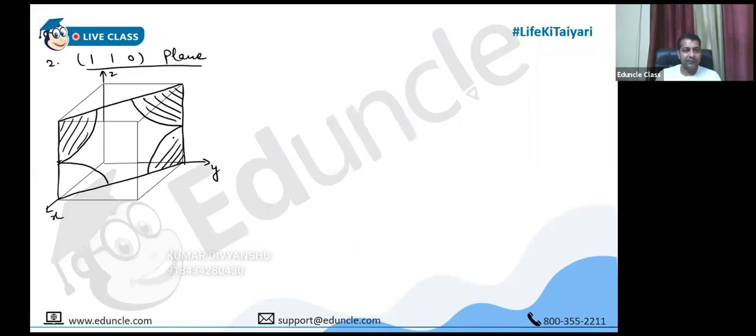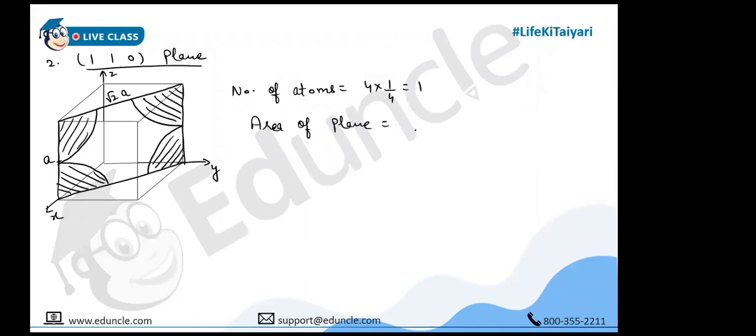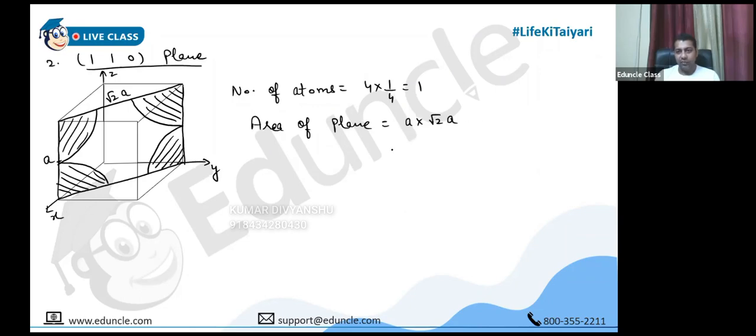Please check everyone. Is it okay? This is a, this is root 2a. And a is 2r, so that is more than 2r. So atoms cannot touch each other along the face diagonal. Now, how many atoms are there? 1. Yes, again 4 into 1 by 4, because again 1/4 fraction is there. And area of plane is a into root 2a. Yes, because it is a rectangle. So it will be root 2 a square.